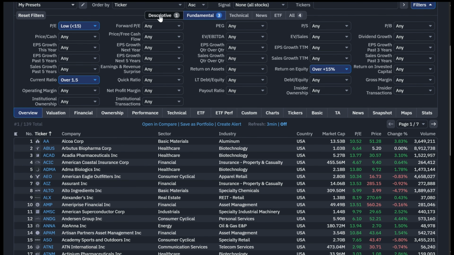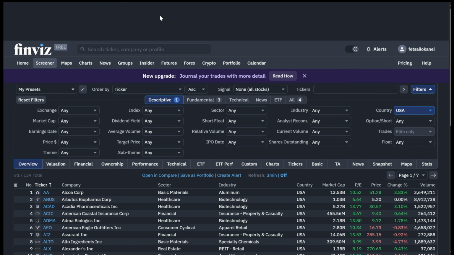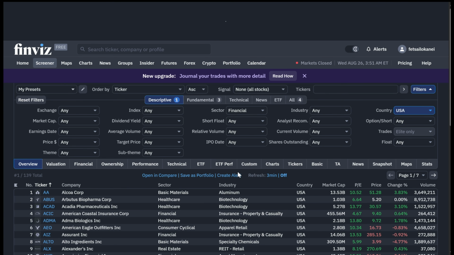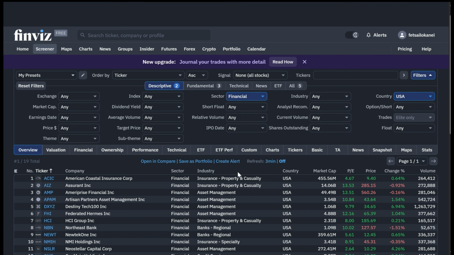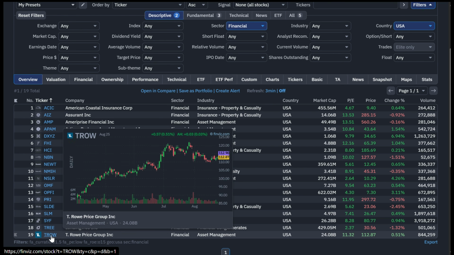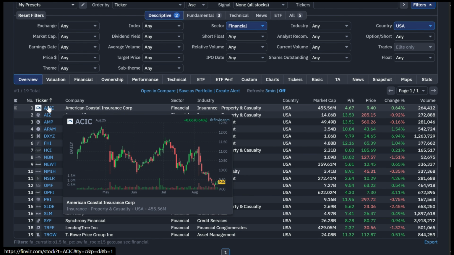Also, you can see the industries. On the descriptive tab, I try to remove the sector filter. There's consumer, real estate, technology, so you can pick whatever you want. If you want financials, touch on financials. It shows 19 financials, insurance companies, T. Rowe Price. It's a good option here. Another at 11 times earnings is American Postal Insurance. It's also a good option.